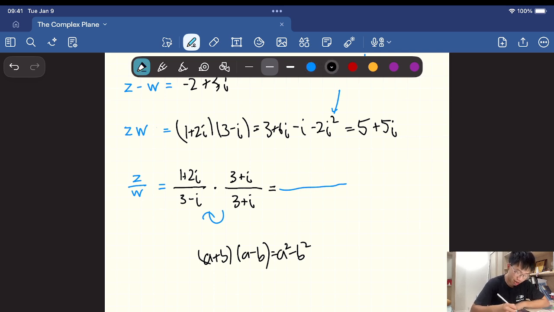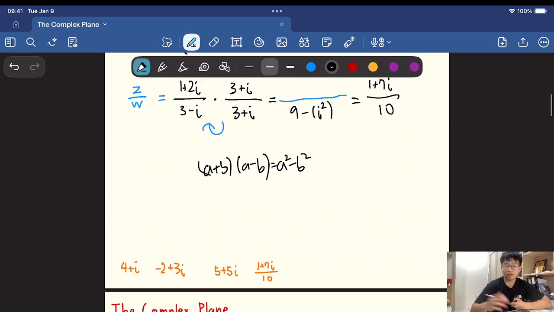So we just multiply now, because we don't want imaginary numbers in a denominator. Using this, we're going to get rid of it. So 3 minus i times 3 plus i is going to be a squared plus b squared, so 9 minus i squared. That's going to be 9 minus -1, so 10. And the top, we're going to distribute, and it's going to be 1 plus 7i. So if you did it yourself, here are the answers. Check if you got it right.